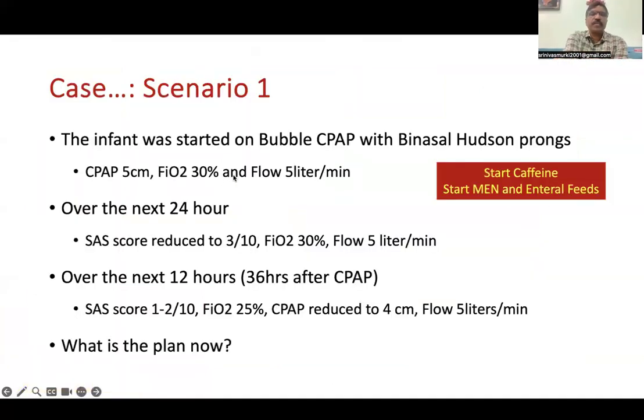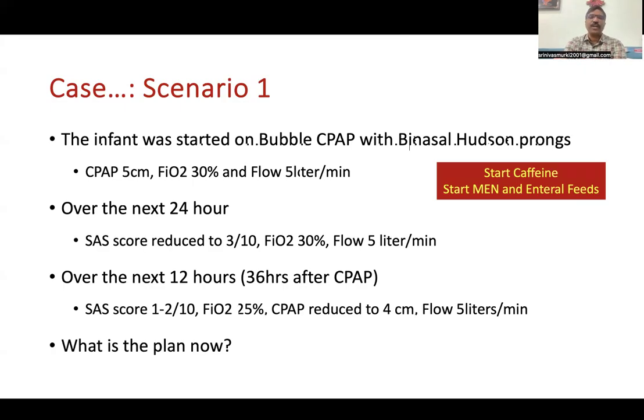So in this baby, the infant was started on bubble CPAP with binasal Hudson prongs with a CPAP pressure of 5, FiO2 30% and a flow of 5 liters per minute. Over the next 24 hours, just with pressure and FiO2, you can see that the SA score decreased from 7 to 3. Gradually, it came down from 7 to 3. The grunt disappeared immediately and the retraction started improving gradually over the next 24 hours. FiO2 remained at 30% because the baby was maintaining the same saturation of between 91 to 95%. And flows were kept at 5 liters because bubbles were always seen.